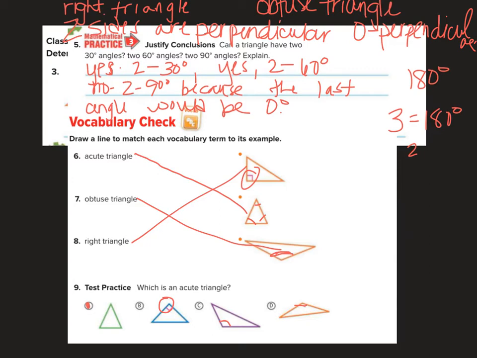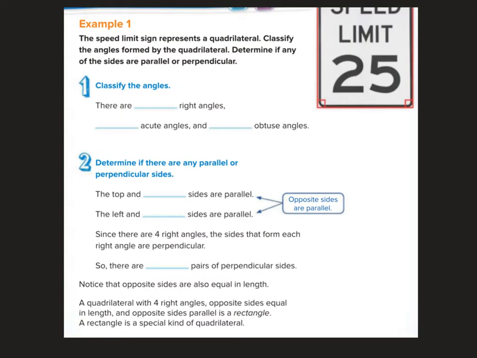All right, let's scooch on to practicing quadrilaterals. Quadrilaterals are any shape that have 4 sides. So it does not have to be a square, does not have to be anything really, as long as it has 4 sides. So here we go. We have a speed limit sign that represents a quadrilateral. Classify the angles formed by the quadrilateral. We notice they're all marked right angles. Determine if any of the sides are parallel.